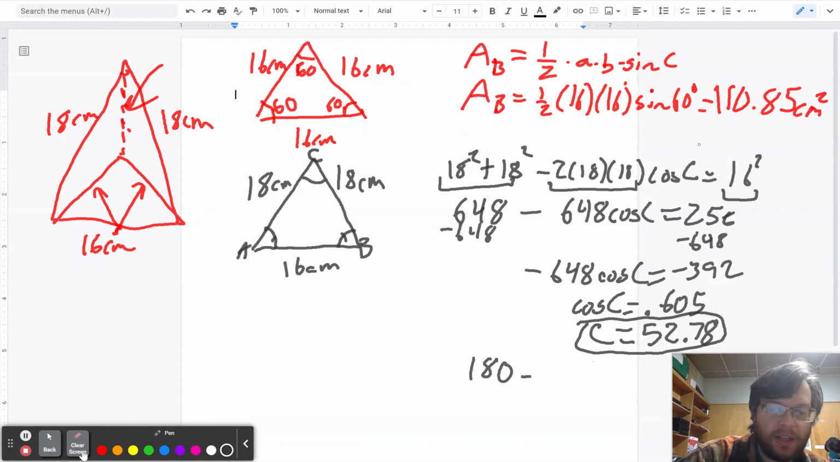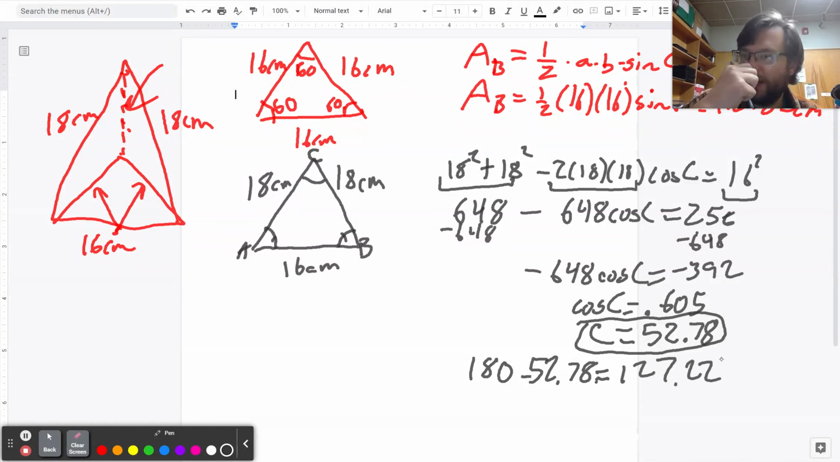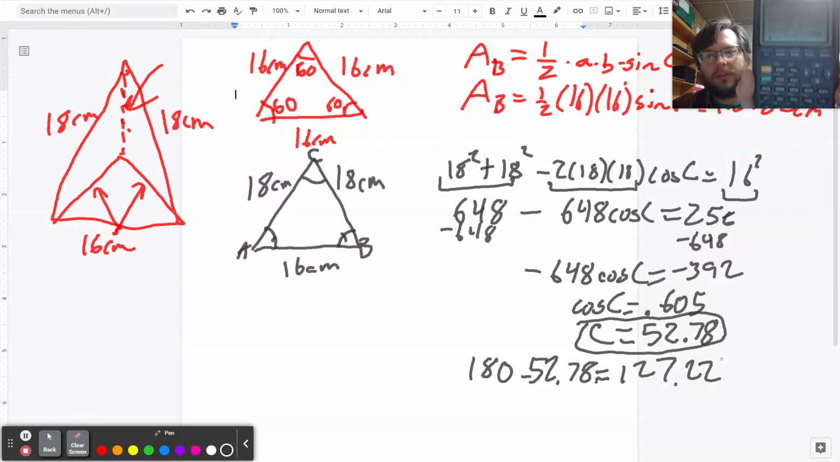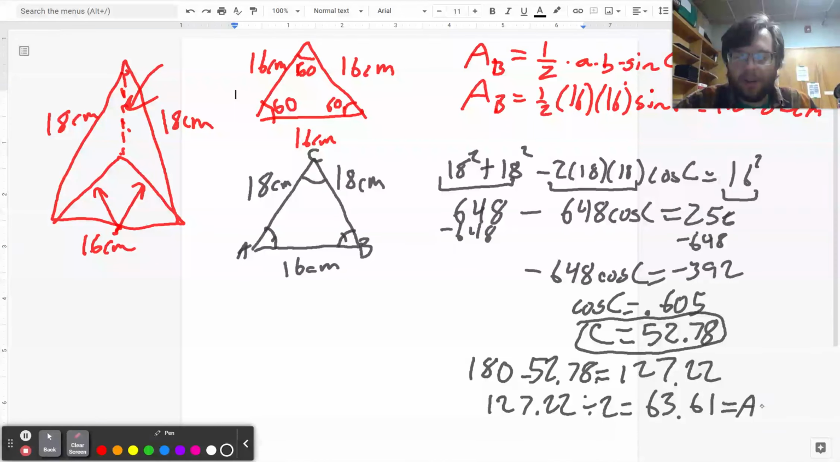180 minus the angle I just figured out. Let's move my face out of the way. So that's going to equal 127.22. Remember, that's equal to the other two angles, and the other two angles are equal to each other, so I've got to divide that by 2. So if we take 127.22 divided by 2, 63.61. And so that's equal to angle A, and that's also equal to angle B.